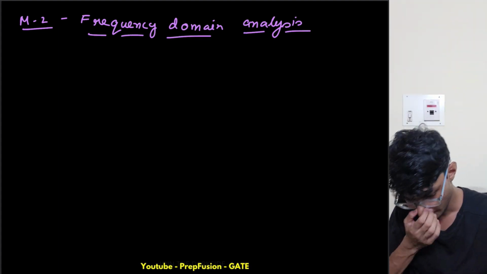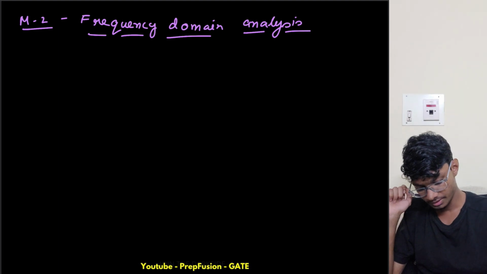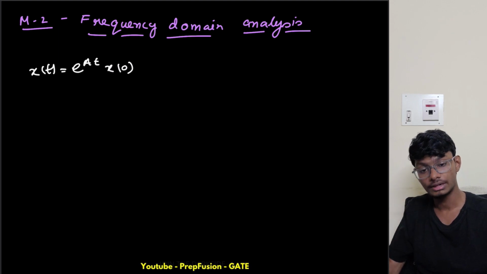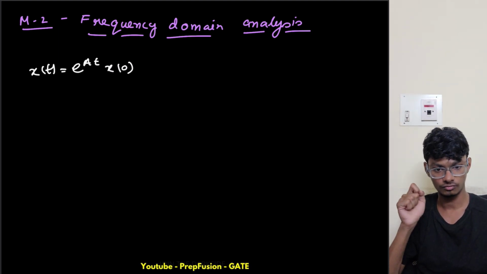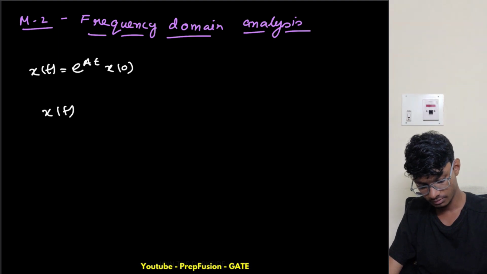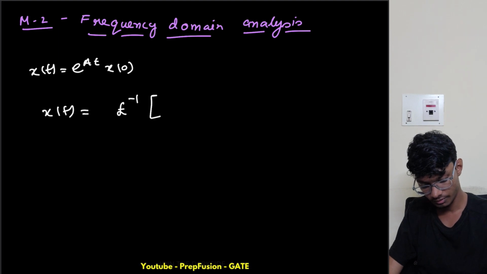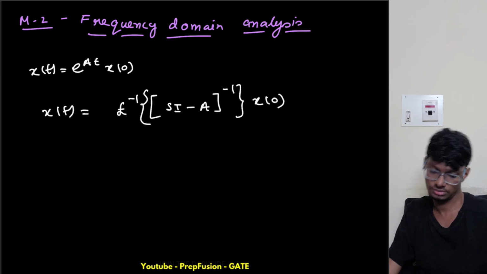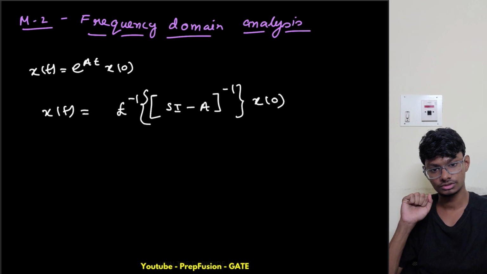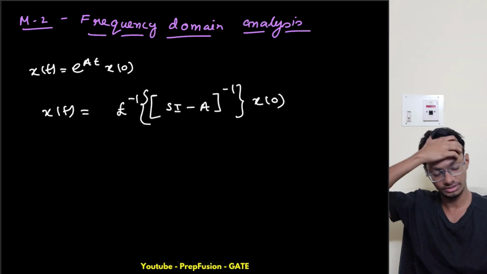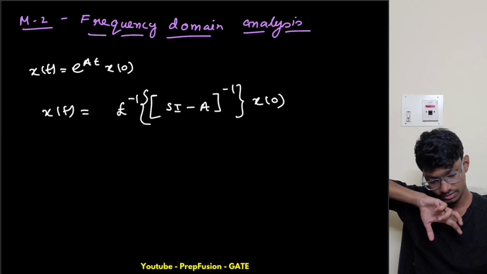Frequency domain analysis, right? So in frequency domain analysis, what I had is x of t equals e raised to power At times x of 0, but I had another format also. x of t equals the Laplace inverse of (sI minus A) inverse times x of 0. Okay, so this is basically what my x of t is equal to. So I can solve this in this format also.